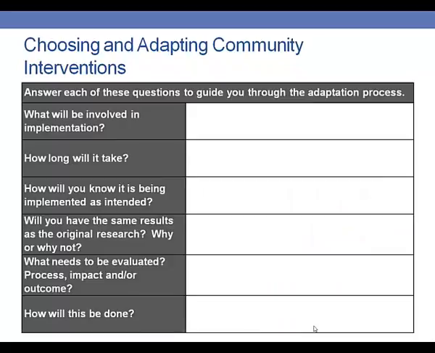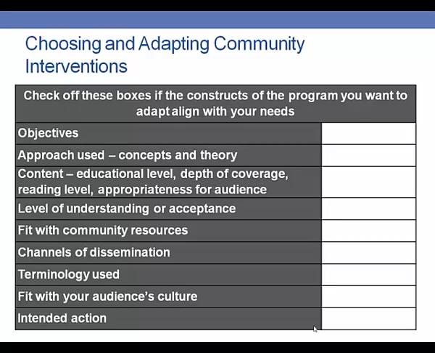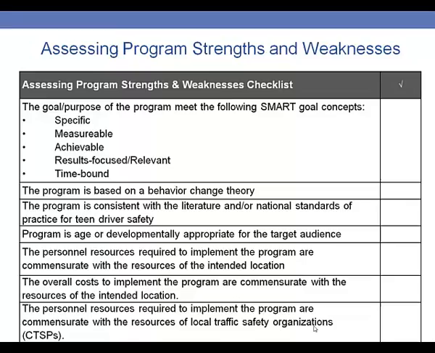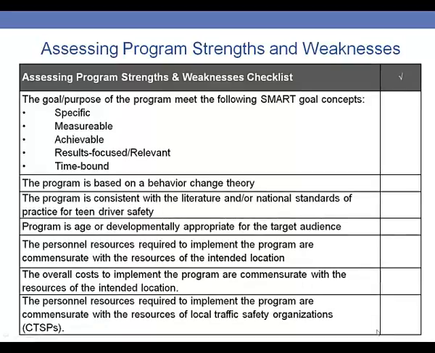We've provided you with worksheets, which we think will be very helpful for you as you go through this process. Please use these worksheets, which can be found in your resource book, to help you choose and adapt community interventions. You can also use this worksheet as a checklist to help you determine the overall strengths and weaknesses of programs that you're considering adapting. Consider, for example, whether the program meets the criteria for SMART goals and concepts and objectives, whether it's appropriate for your audience in terms of age, developmentally, whether it matches the personnel resources that you have available to you, for example.